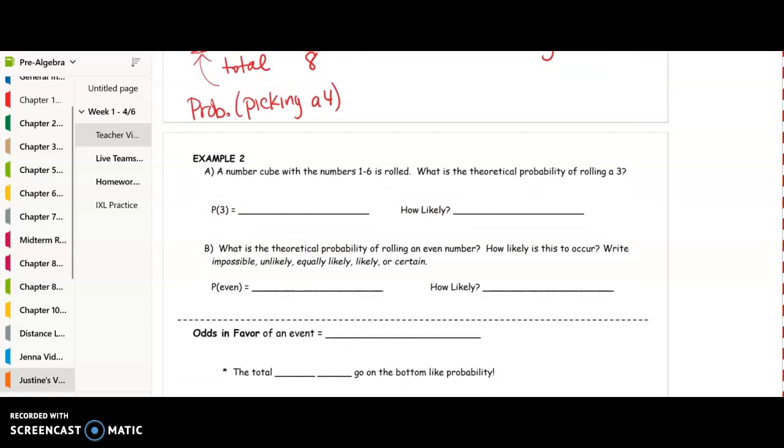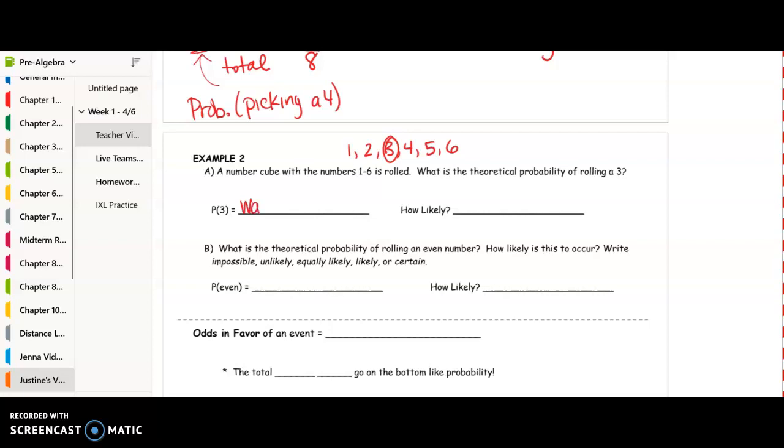All right, so going down here, it says a number cube with the numbers 1 to 6 is rolled. What is the theoretical probability of rolling a 3? Okay, so again, we're going to list all of our possible outcomes. So if we roll a number cube, we have these 6 possible outcomes. Theoretically means what should happen. Okay, so theoretically, there is a 1 out of 6 chance that we roll a 3.